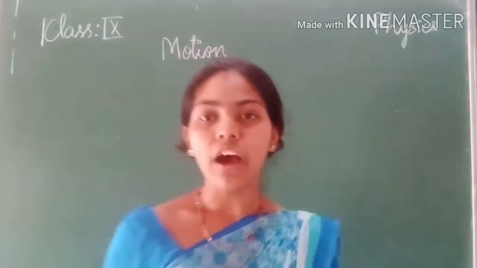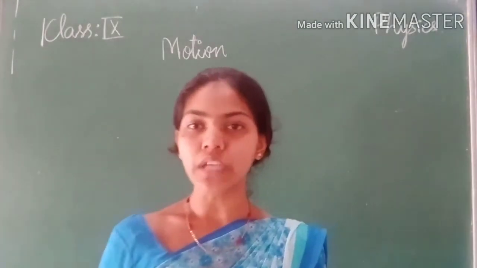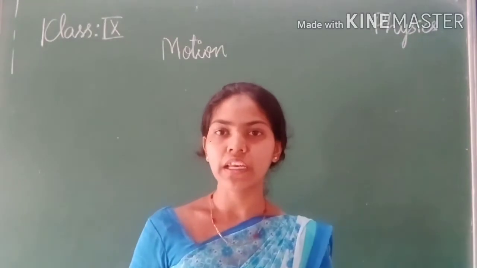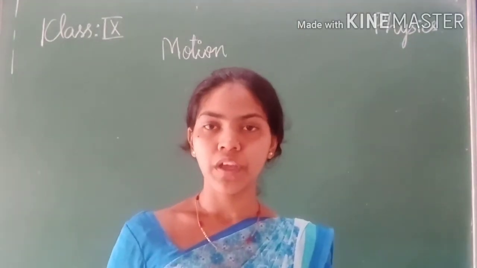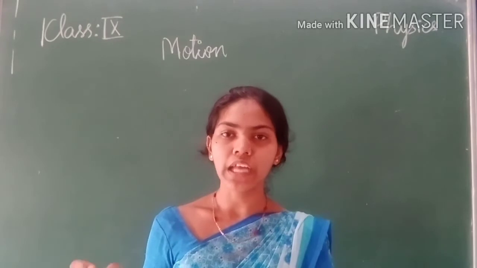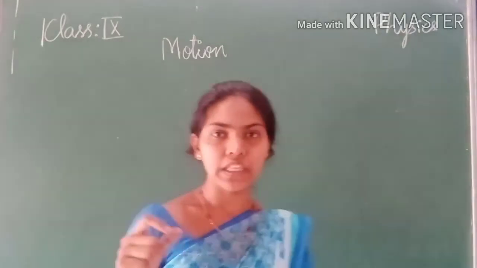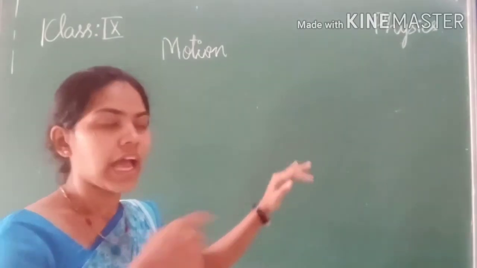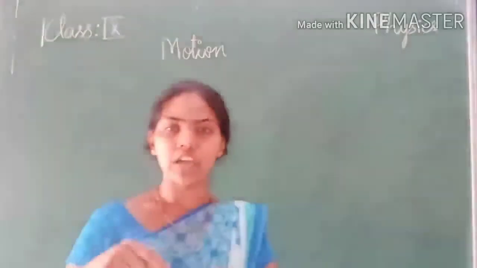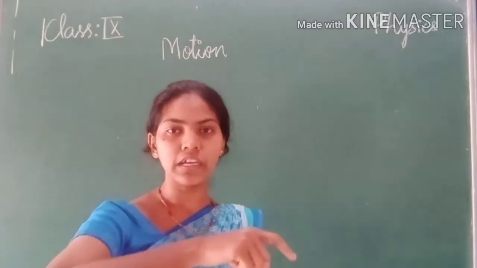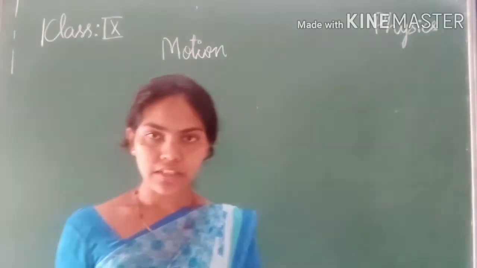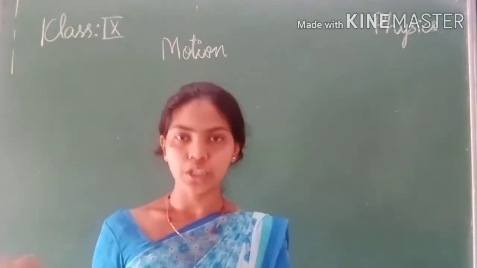We have studied about two types of motion. Which are they? One is uniform motion, another one is non-uniform motion. In the uniform motion, the object moves with a constant velocity. As the time changes, the velocity remains the same throughout. So there is no change in velocity in uniform motion.